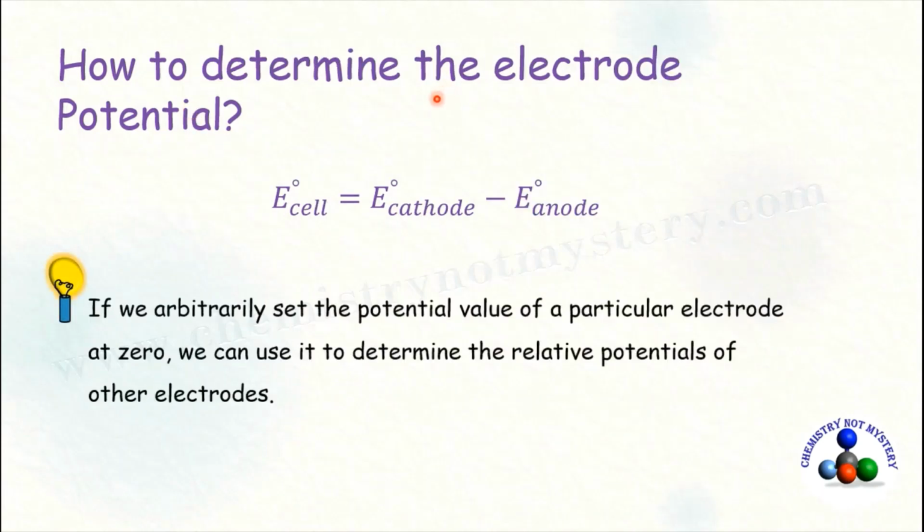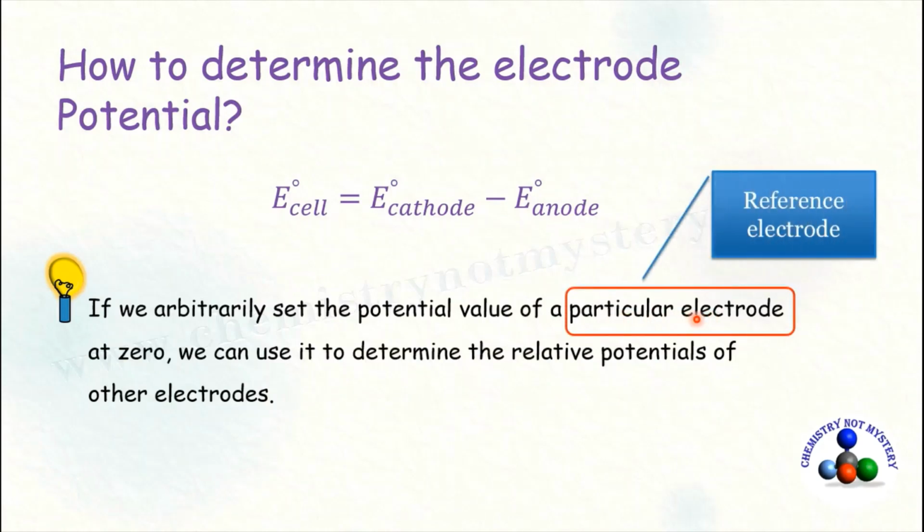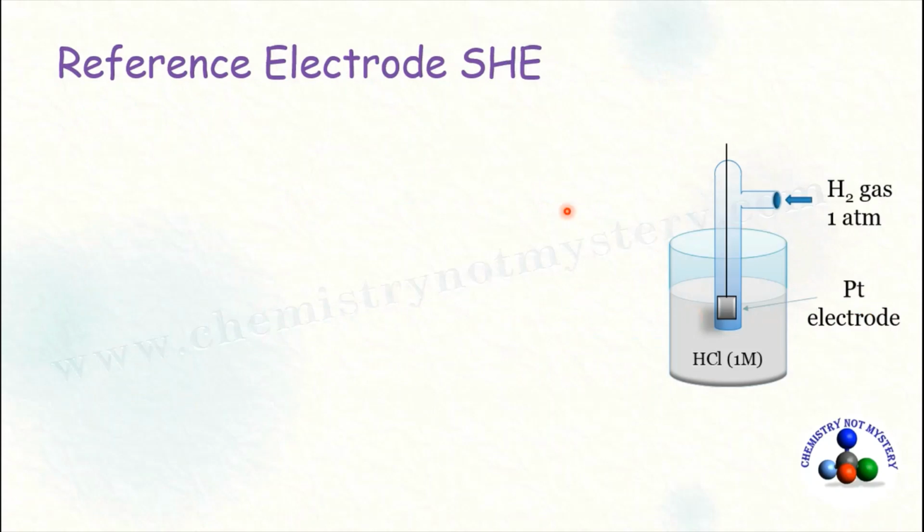So how to determine the electrode potential? If we arbitrarily set the potential value of a particular electrode at 0, we can use that electrode to determine the relative potential of other electrodes. This particular electrode is called a reference electrode. SHE is used as a reference electrode.